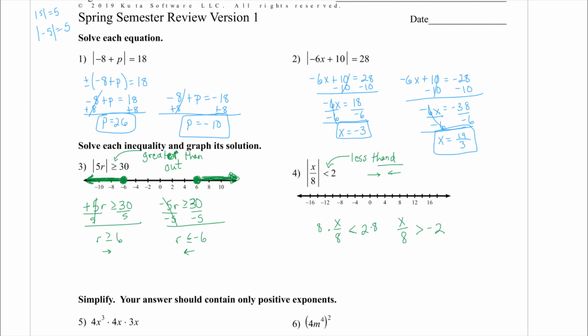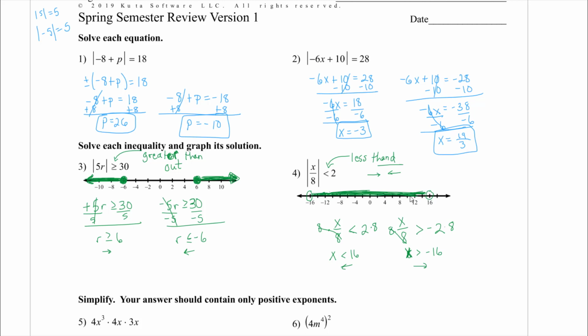So to get an 8 off the bottom, I need to times by 8. So x is less than 16. And this one I need to times by 8, and x is greater than negative 16. I did not mean to write 8 there. x is greater than negative 16. So at 16 we need an open circle, and at negative 16 we need an open circle. And we're pointing to the left from positive 16 and to the right from negative 16. So this way from 16, this way from negative 16. So these need to be shaded in between.